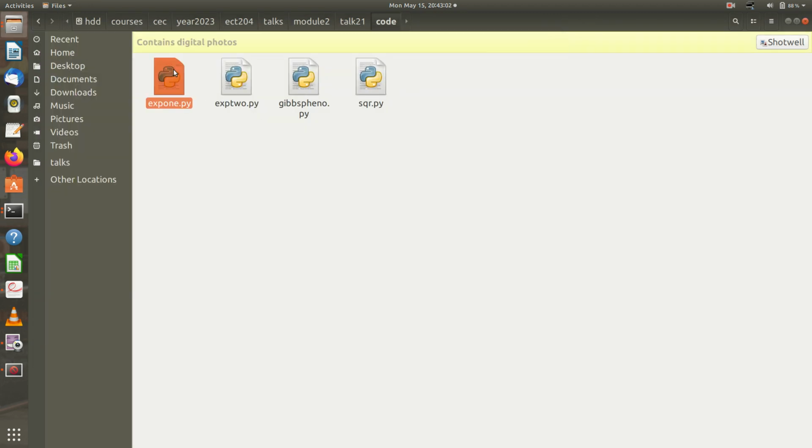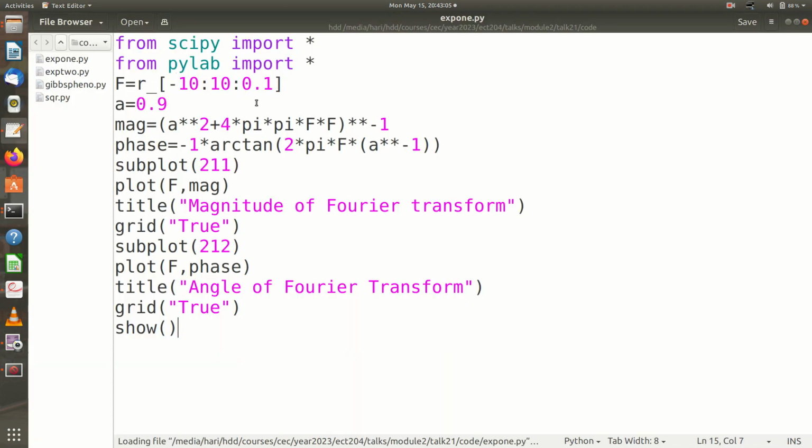I have a code here called XP1. Here the frequencies I have taken from minus 10 to 10 with increment 0.1, and A I have taken as 0.9. The magnitude will be 1 by A square plus 4 pi square F square, raised to minus 1, and the phase angle is minus tan inverse 2 pi F by A. And I plot this magnitude and phase against frequency as two subplots.